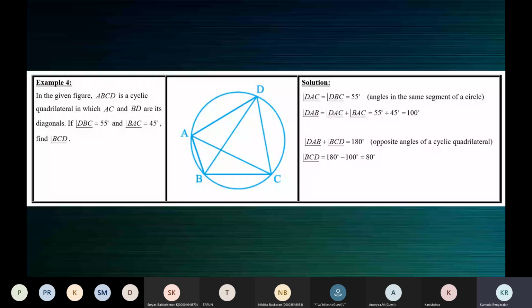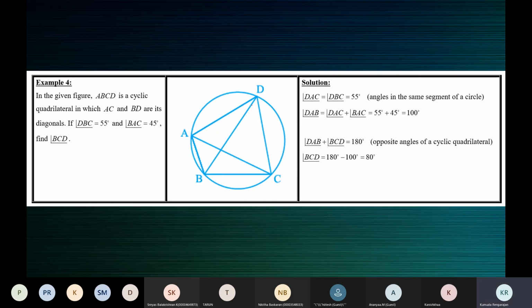Let's discuss example 4. In example 4, we can see that ABCD is a cyclic quadrilateral because the vertices A, B, C, and D lie on the circle. It's also given that AC and BD are its diagonals. It's not given that they're diameters, that's just diagonals. AC and BD are diagonals of ABCD.